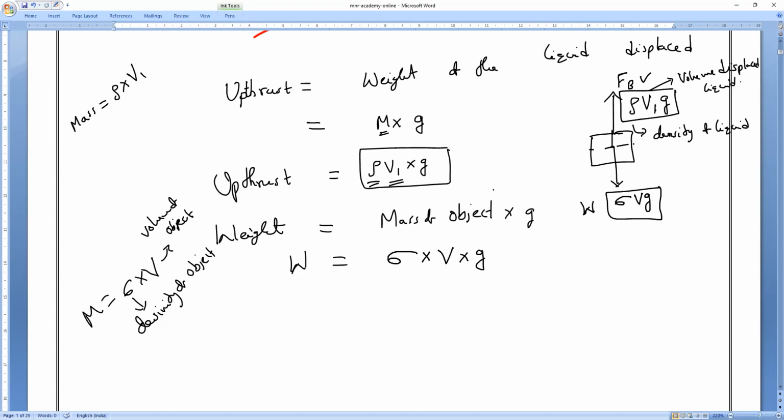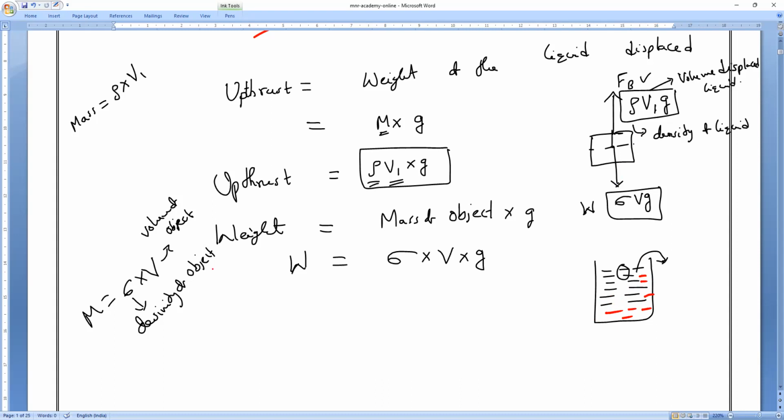Do you understand, everybody? Please respond, all of you. Liquid will be displaced; volume cannot be displaced. Suppose you are having one glass of water. If you put a stone and the stone is going down, the liquid will be displaced. So that is what you have to remember.